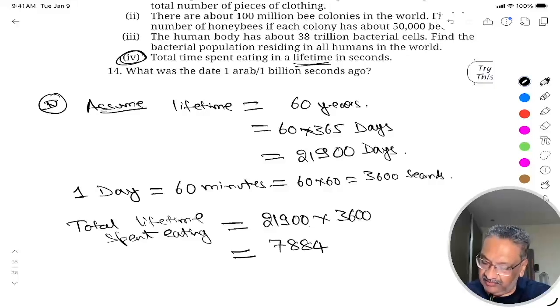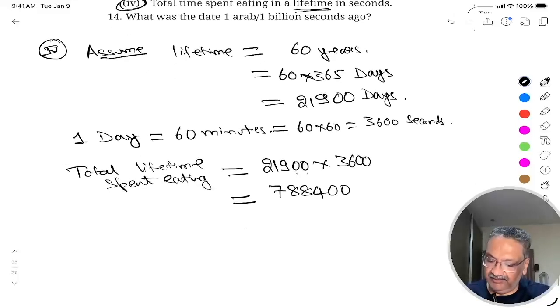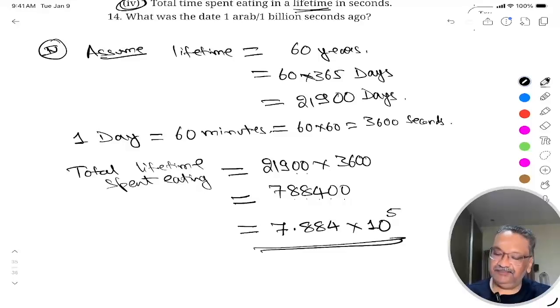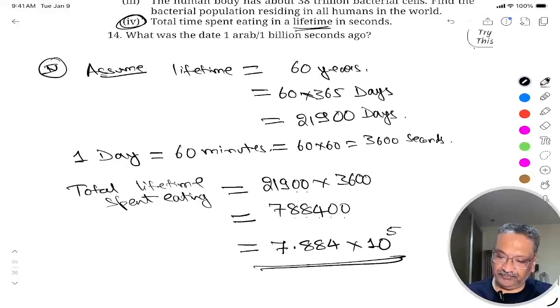219 came, and 36 multiplied, and the zeros into 0s, how many are there? So if we have to write this in scientific notation, it is 7.884 into 10 to the power of 5 digits. So this is the scientific notation.